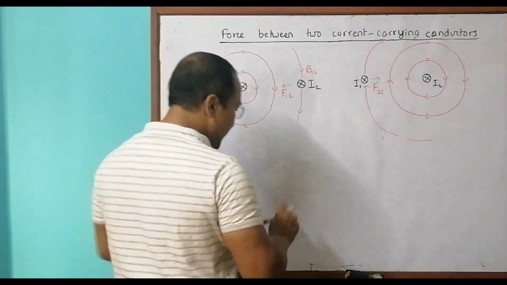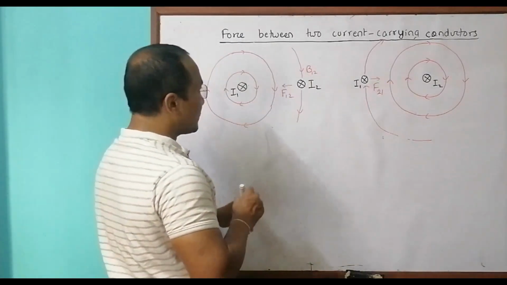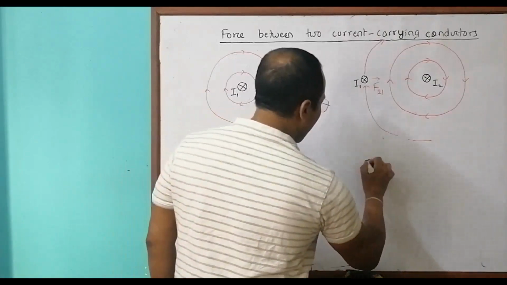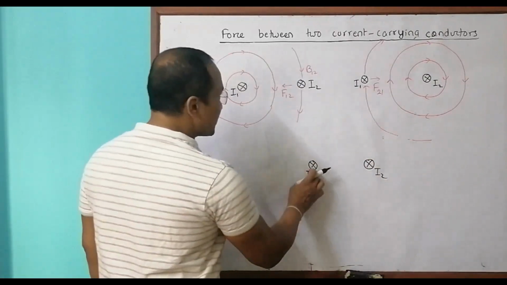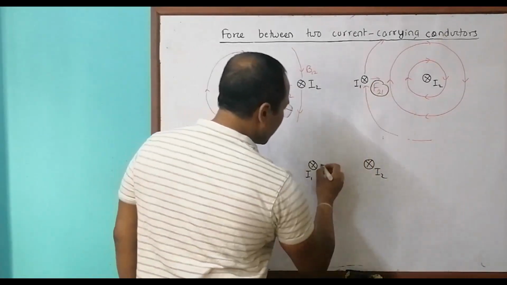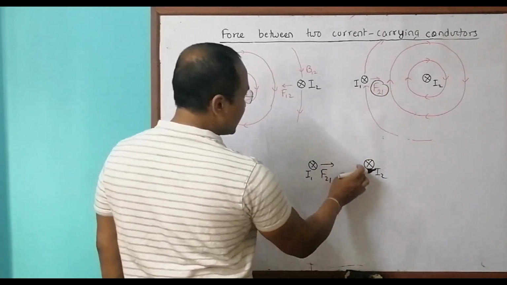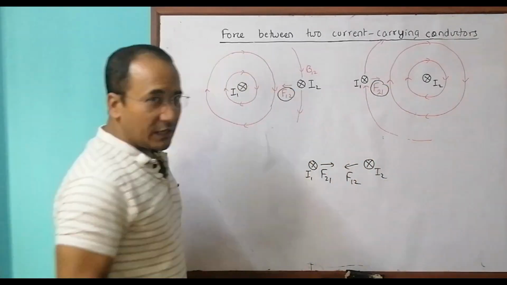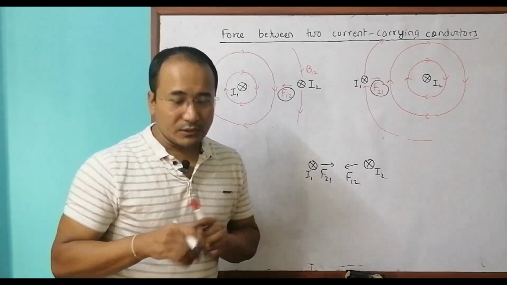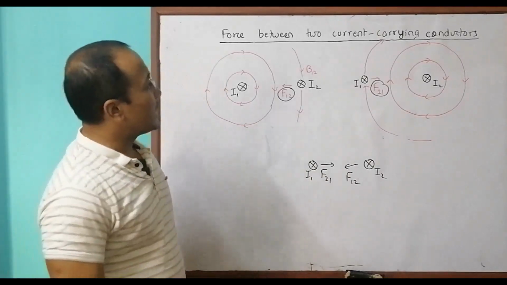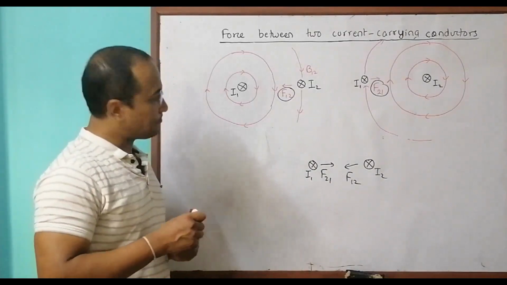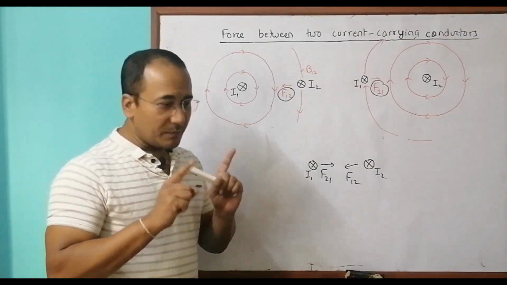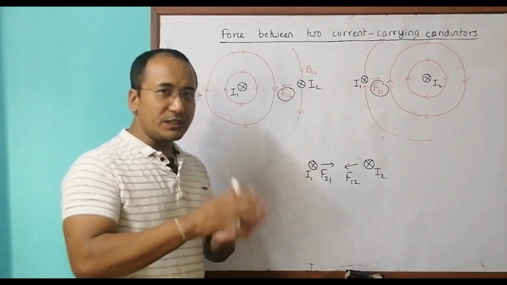If I draw both of these in combined form, this is wire 1 with current I1, and this is wire 2 with current I2. This experiences a force in this direction, F21, and this experiences a force in this direction, F12. So they come near each other, and that's attraction. What we can conclude here is, if we have two wires which carry current in the same direction, they will experience an attractive mechanical force, and they will be attracted to each other.